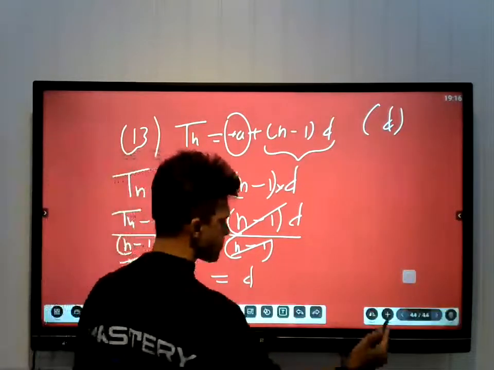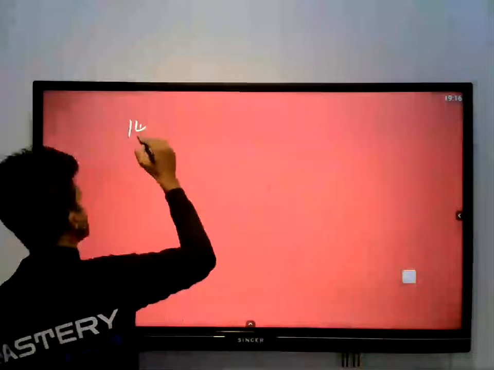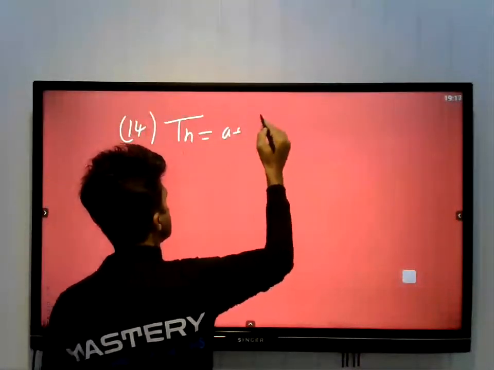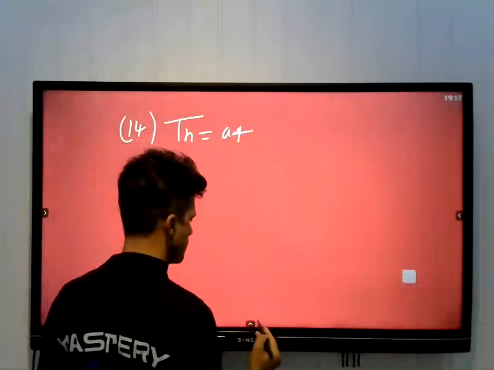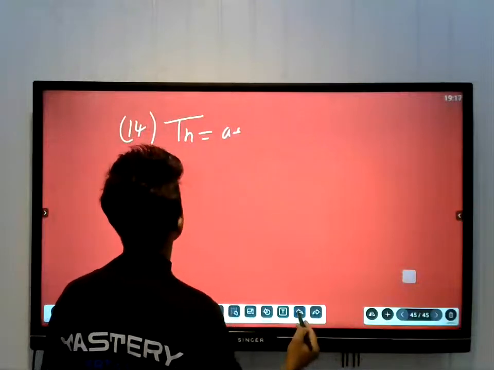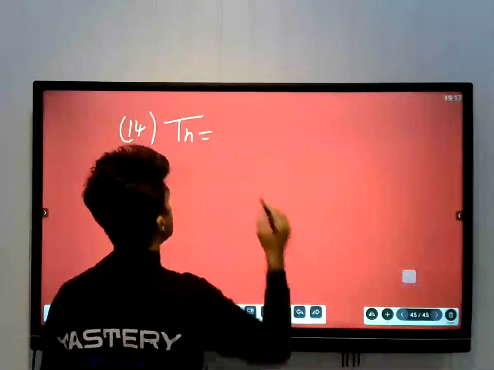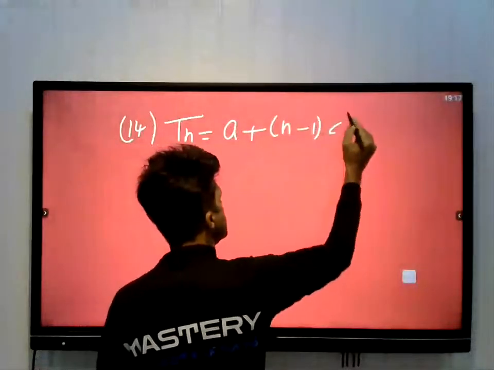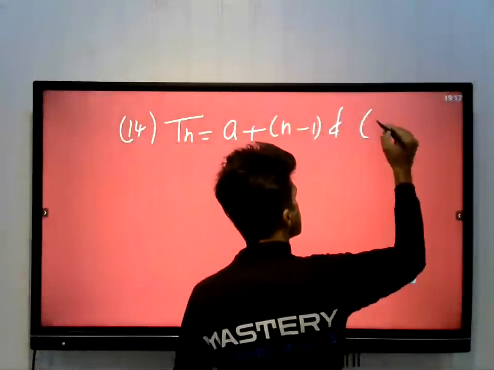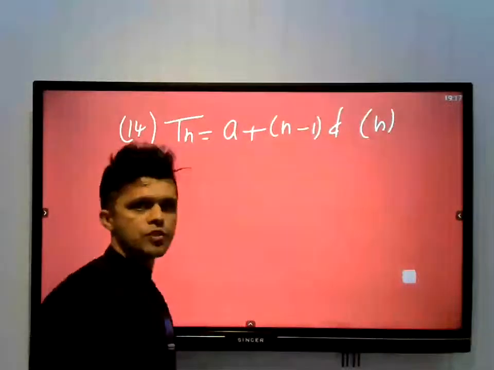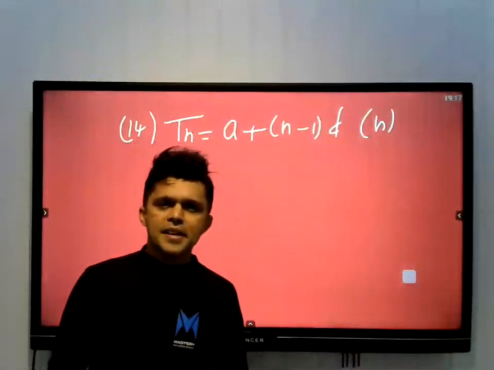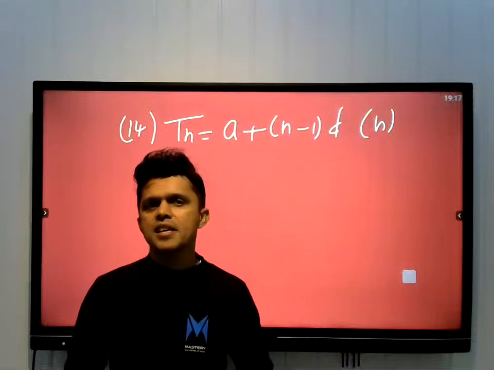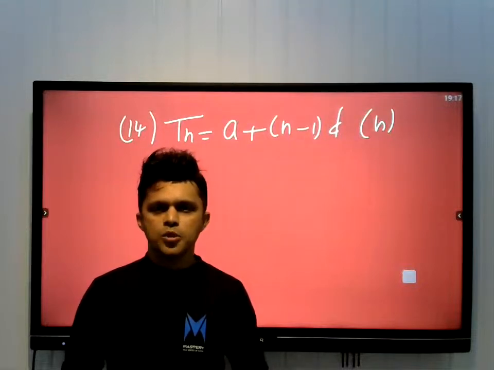14th question. Tn equals a plus n minus 1 times d. We have to write the term n as the subject of this formula. How do we write the term n as the subject of this formula?